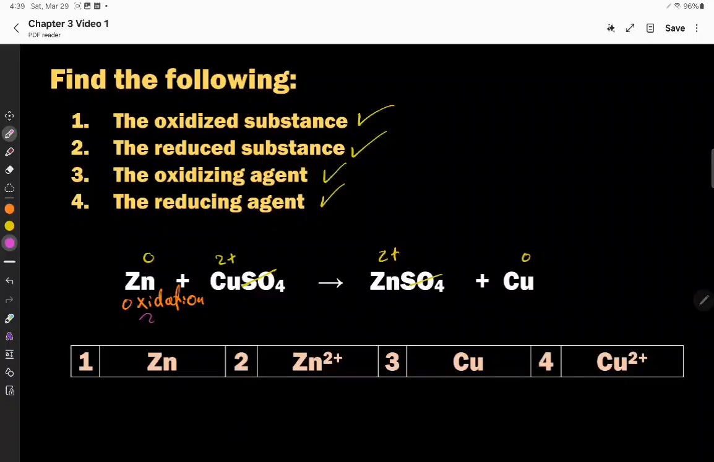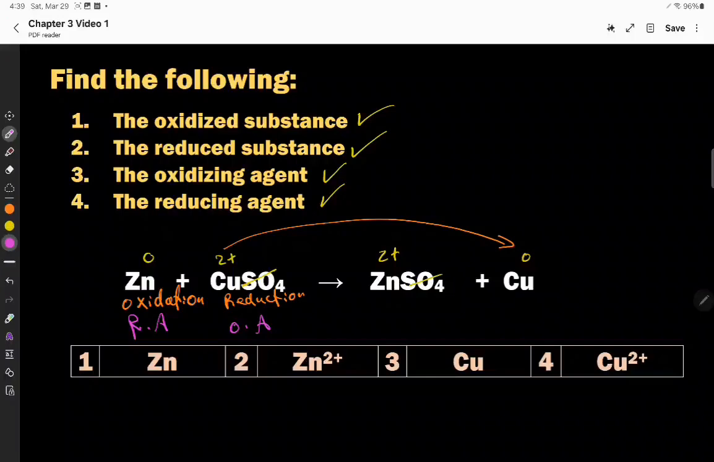So it is the reducing agent. Let's look at copper. Copper goes from positive to 0. What happened to it is reduction. The oxidation number went down. So what happened to copper is reduction, so it is the oxidizing agent.